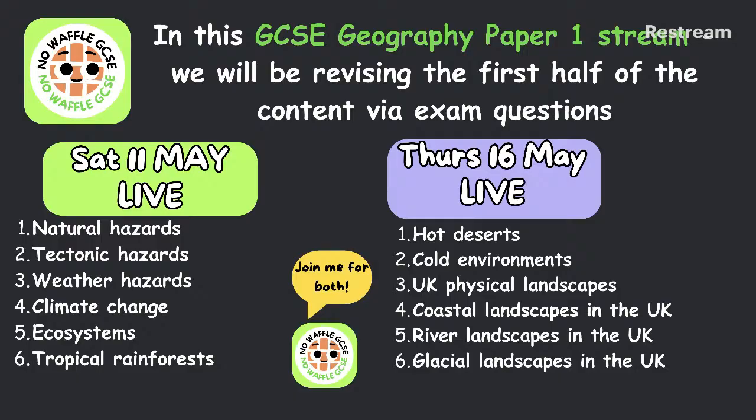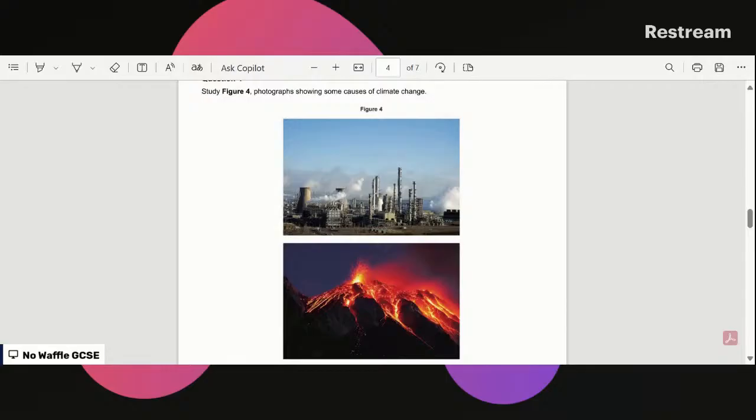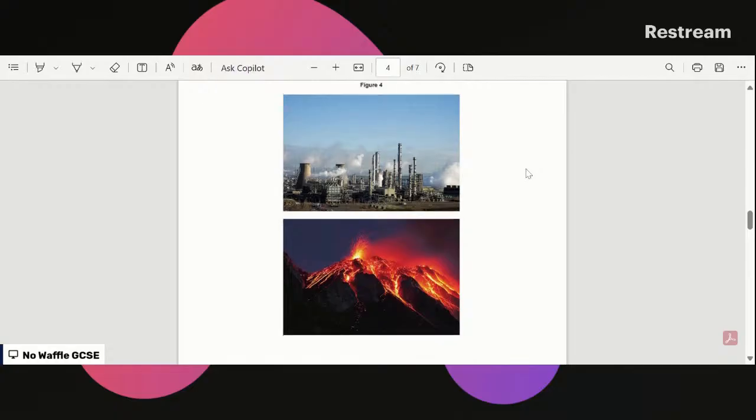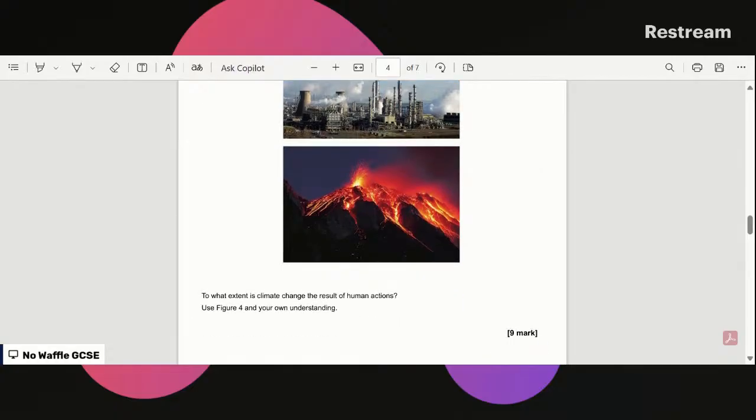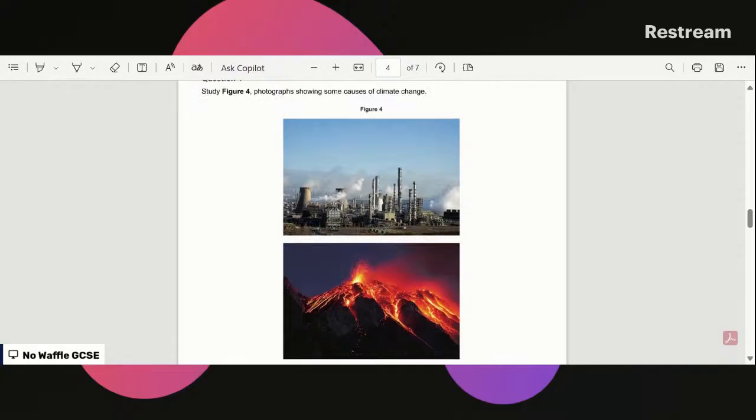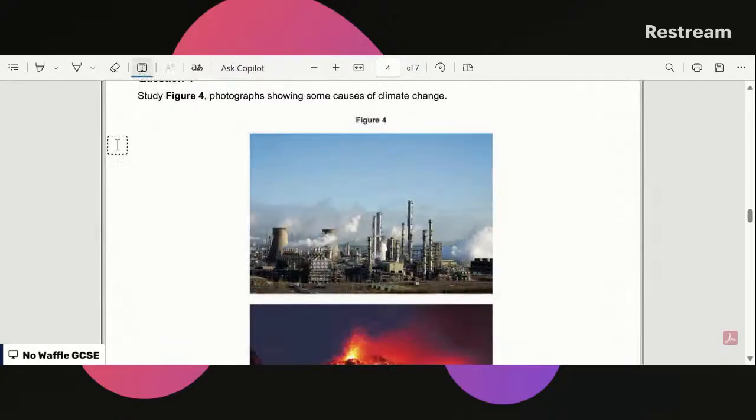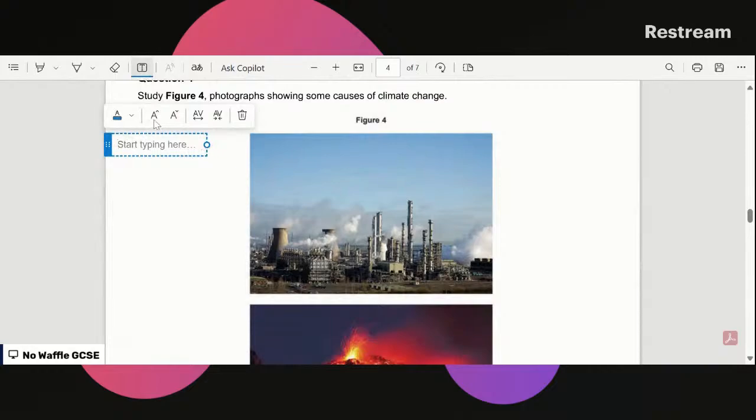Okay, so we're now going to look at this 9-mark climate change question. We've got photographs showing some causes of climate change. To what extent is climate change the result of human action? That's an interesting question. Let us do a sort of plan or output of different points that we can make.